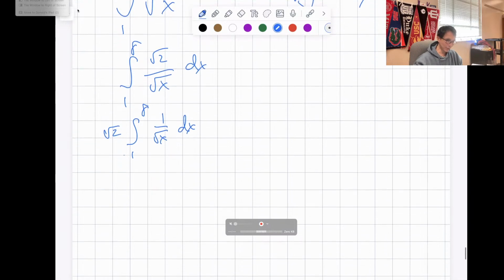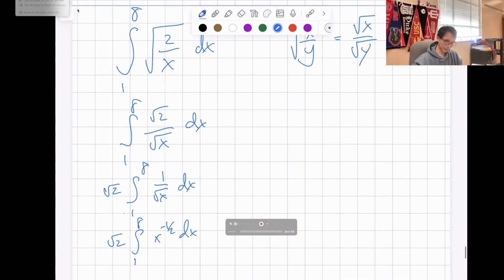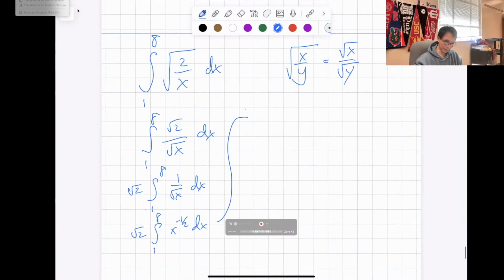So now the question becomes pretty easy, because from 1 to 8, this is x to the negative 1/2 dx, times square root 2. Then what I'm going to do is go here. I'm going to say square root 2 times the integral of that. So it's going to be x to the 1/2 times 2, evaluated from 1 to 8. So it'll be 2 root 2 times square root 8 minus square root 1.